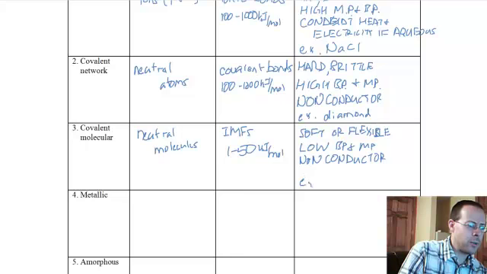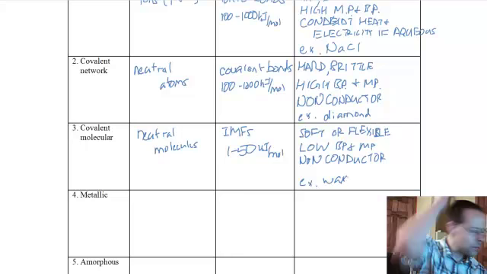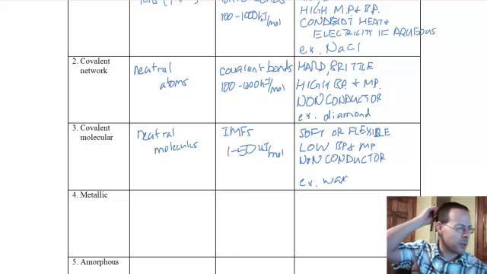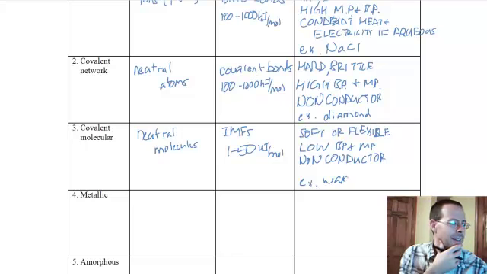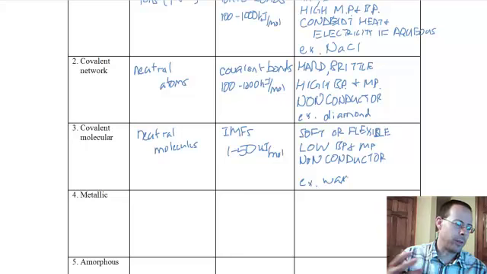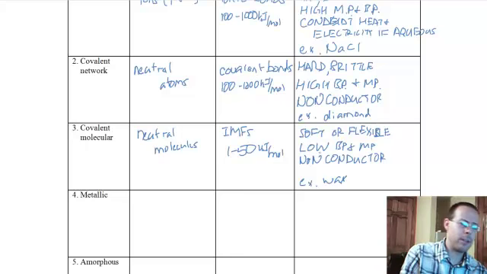Examples of these things would be wax. What else? Wax is probably the best example. Covalent molecular. And these would be things like water, oils. A lot of these things are liquids because they have such low boiling and melting points. But if it's a solid, wax is a great example.